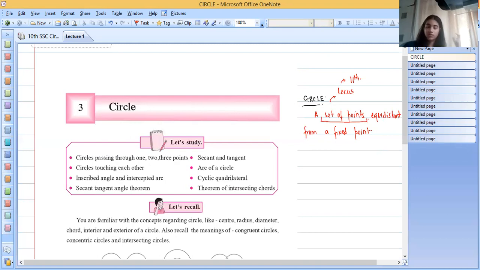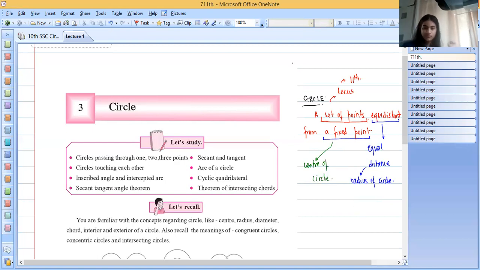Locus means set of points. This equidistant means equal distance, and that equal distance is called the radius of the circle. From a fixed point, that fixed point is called the center of the circle.